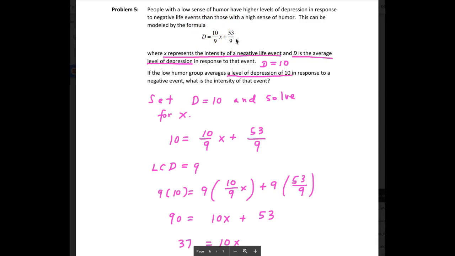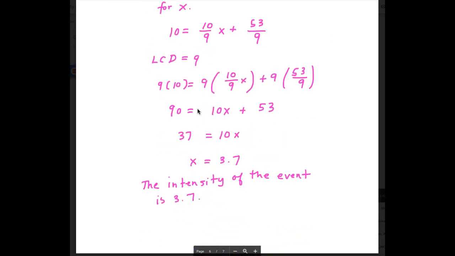Notice this is a linear equation, right? This x is in the numerator. X represents the intensity of a negative life event, and D is the average level of depression in response to that event. If the low humor group averages a level of depression of 10 in response to a negative event, what is the intensity of that event? So what is given is D is equal to 10. So we have to set D equal to 10 and solve for X.